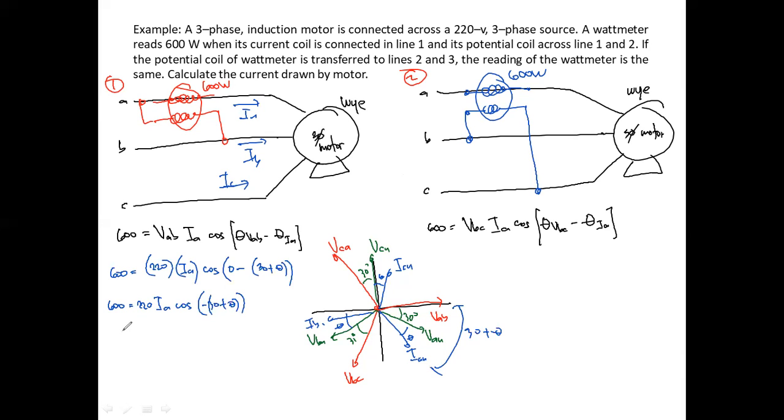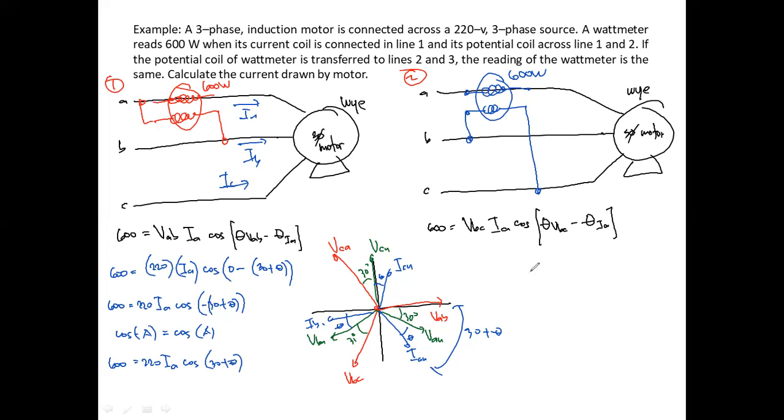From trigonometry, using the identity cosine of negative A is cosine of A, we can eliminate the negative. So 600 is equal to 220 IA cosine of 30 plus theta.